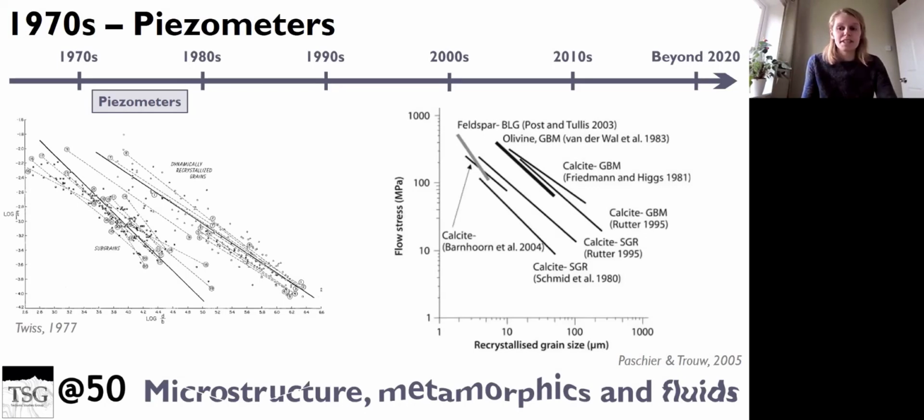Towards the end of the 70s, Twiss published his quartz paleopiezometer, which gave a method to measure the magnitude of paleostress from dynamically recrystallized grain size. Following this, many piezometers were developed for other minerals, some of which Ernie Rutter likely presented at past TSGs.